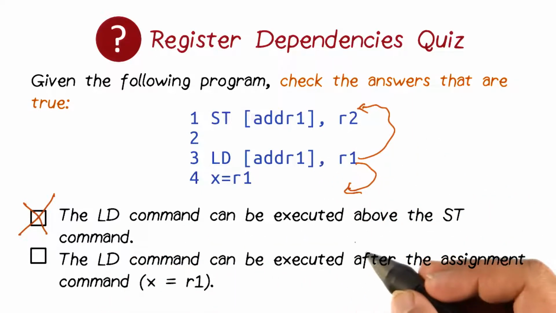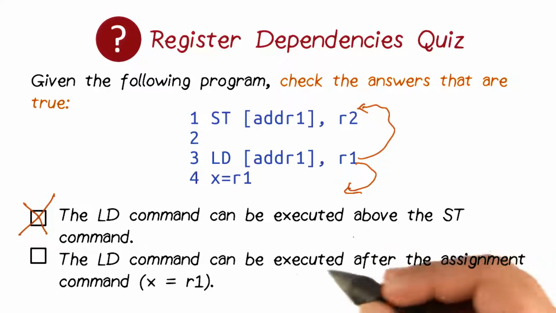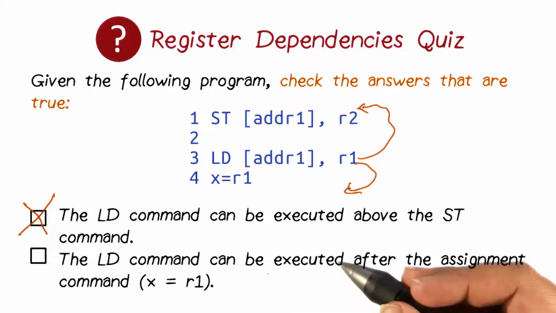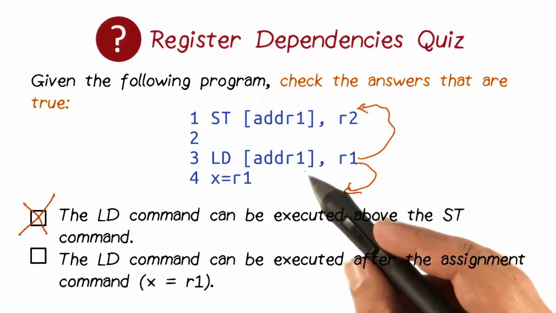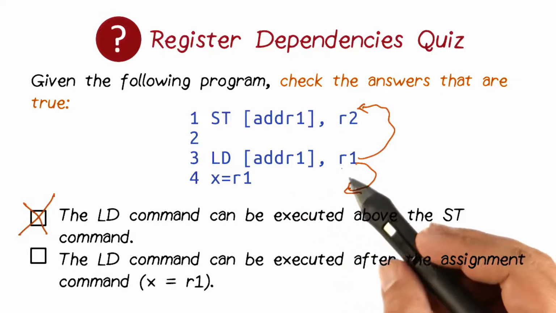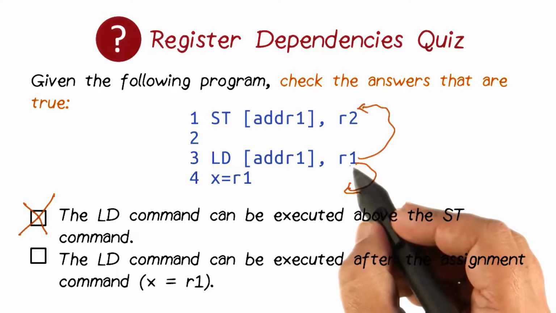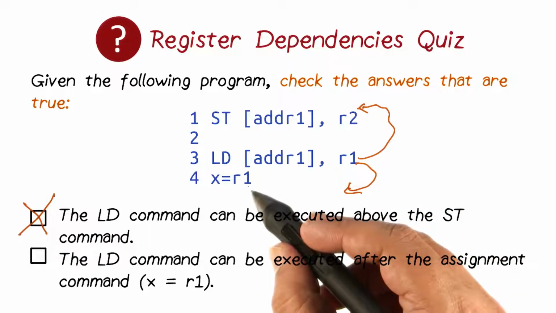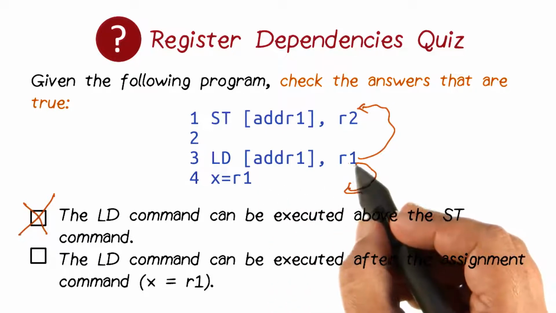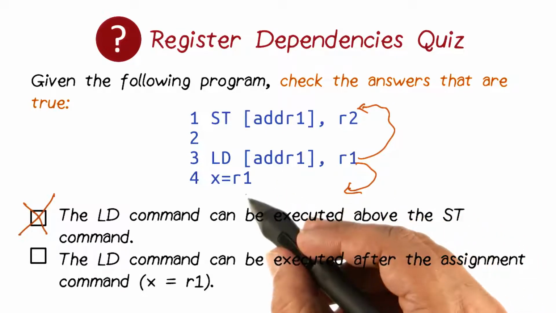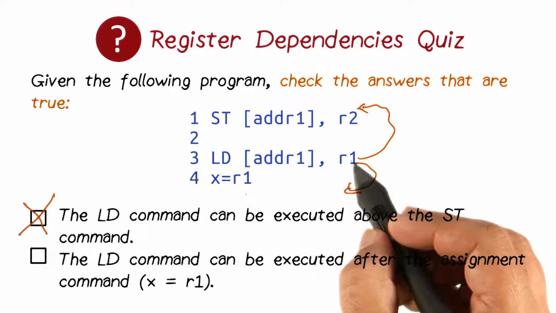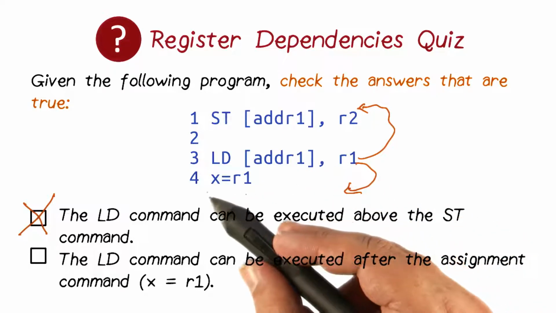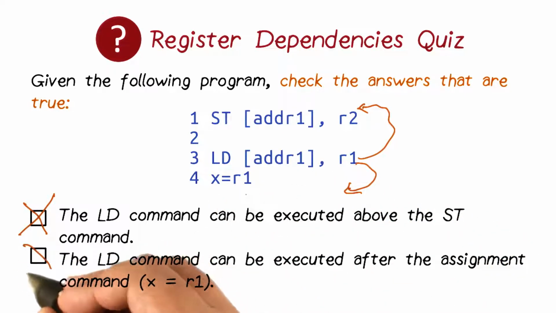Let us look at the second statement now. The load can be executed after the assignment X is equal to R1. Is that true or not? You can see that in this particular case as well, if we push this load down, then we do not have the right value sitting in R1, which can be used in instruction 4, because now we'll have an old value which is sitting in R1 because the load has executed or is moved down, and therefore it will be wrong to move this load down because we need to have the right value in R1 so that we can use it for this particular instruction. So the second one is also false.